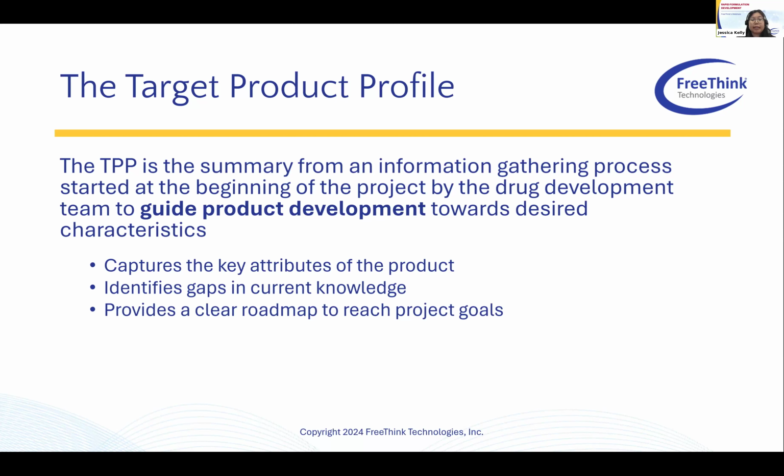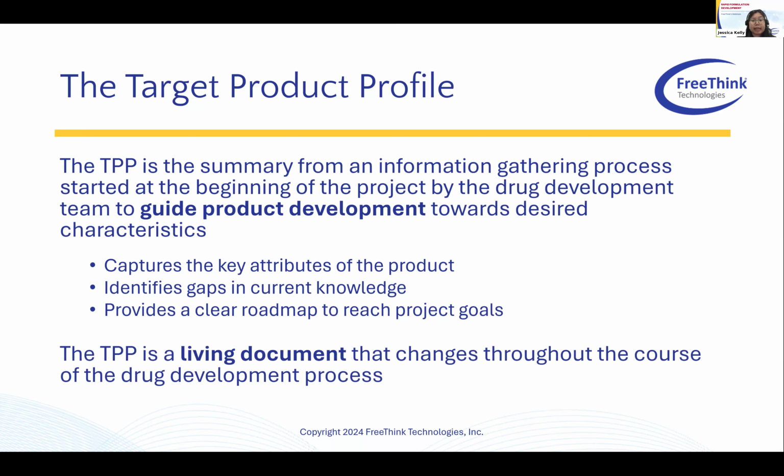You can see that by beginning with the end goals in mind, the TPP identifies clear objectives for development of an effective and efficient research plan, which will optimize the likelihood of your product's success. It is also important to point out that the TPP is a living document that changes over time and should be revised and revisited regularly as the development team executes the research plan.